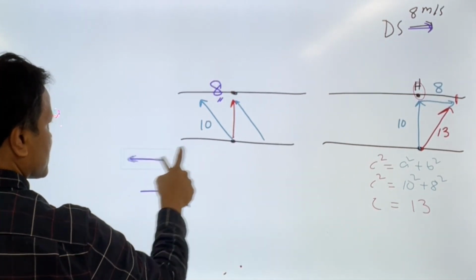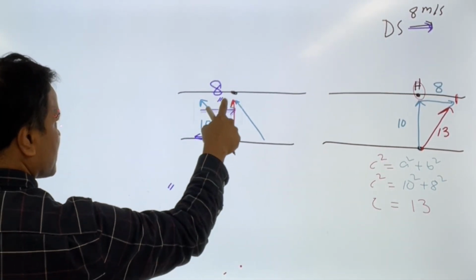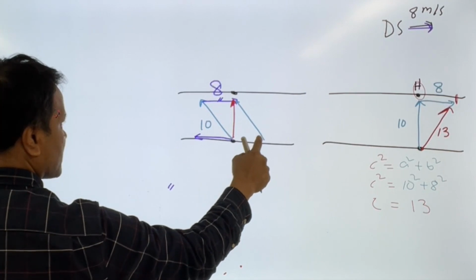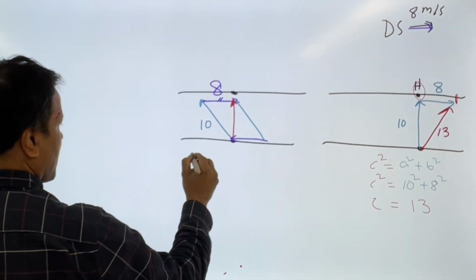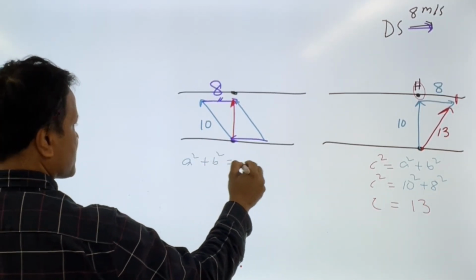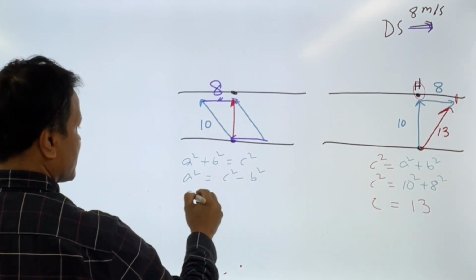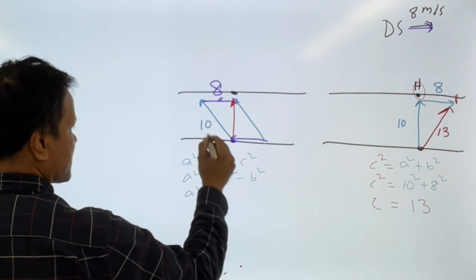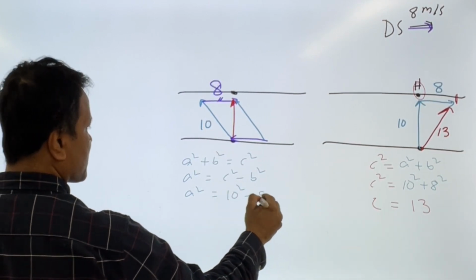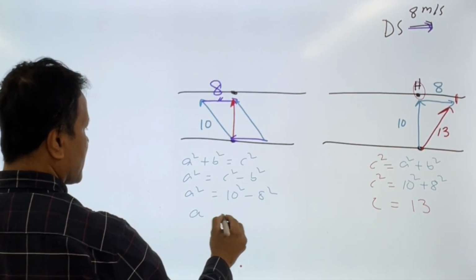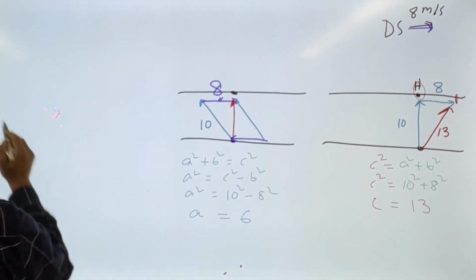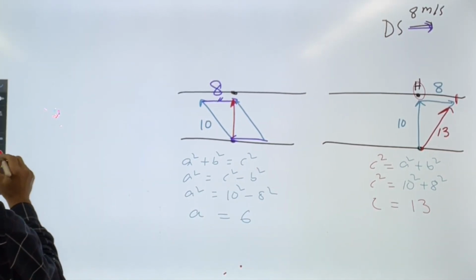Okay. So this is vector subtraction, and now we're going to put it back. A squared plus b squared equal to c squared. A squared is equal to c squared minus b squared. So a squared is equal to c squared, of course, is 10 squared minus 8 squared. So a is 6. So the resultant is 6.